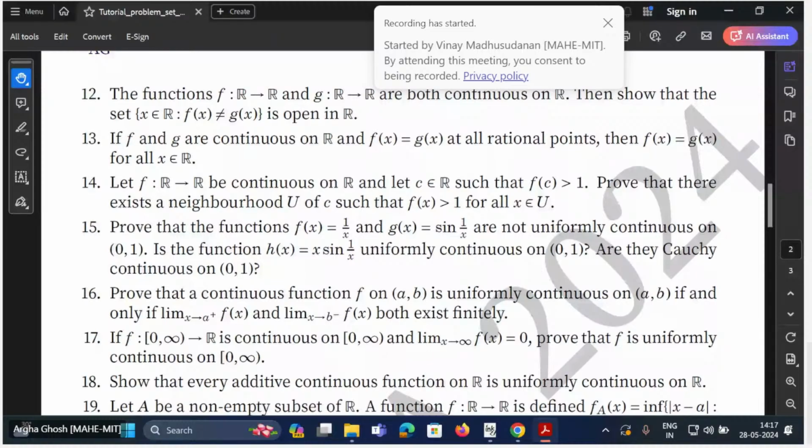So how to prove? Actually, I should mention that you don't need the function f to be continuous on all of R. You just need that the function is continuous at the point C. That's enough. Okay. So let's say you have a function f which is continuous.